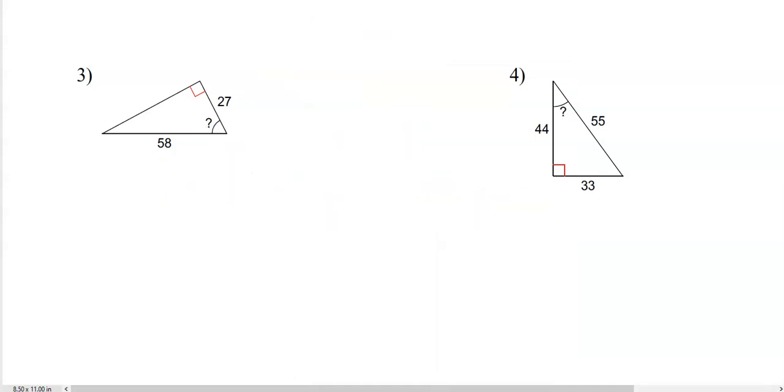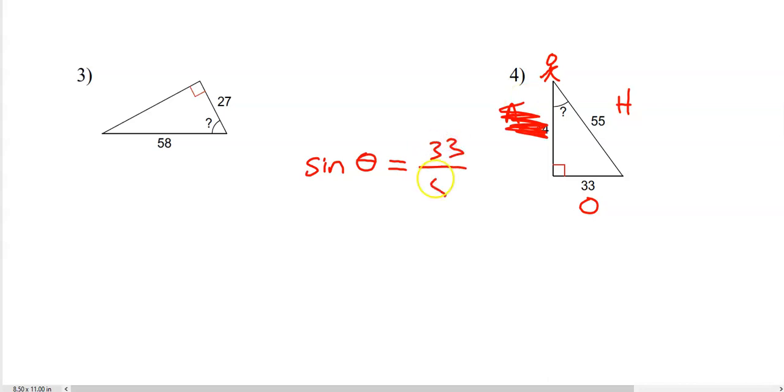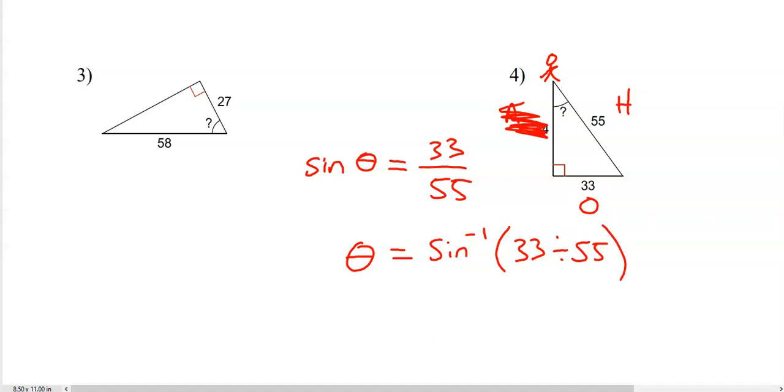I call this dealer's choice. If you play cards, you know what I'm talking about. But I have everything. I got opposite, I got hypotenuse, I got adjacent. So you pick whatever ratio you want. You can pick tan, you can pick cos. If I want to pick sine, let's say sine's my favorite. I say sine of, I don't know, well, I'm not going to use the adjacent for sine. I'll just use opposite over hypotenuse. So to find the angle, you're going to do inverse sine 33 divided by 55. And I'm not going to type it in, but that's how you do it.